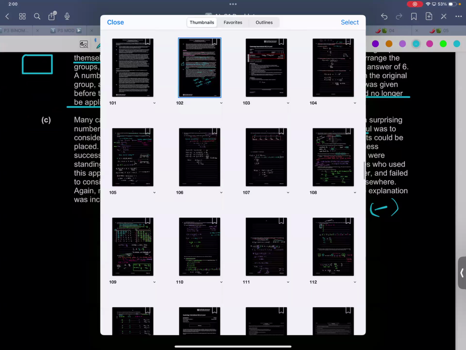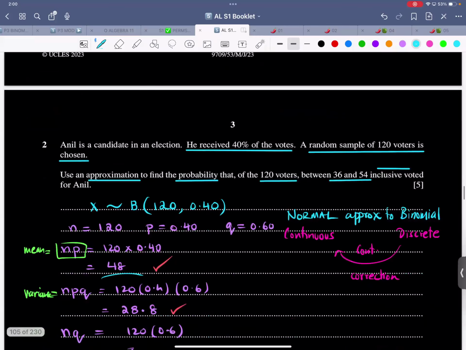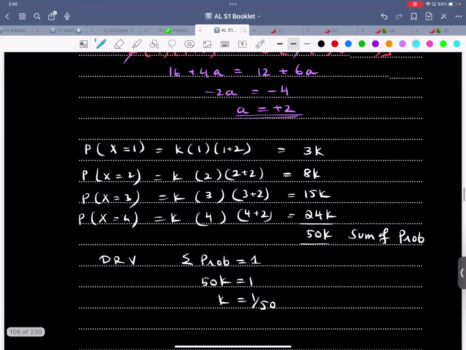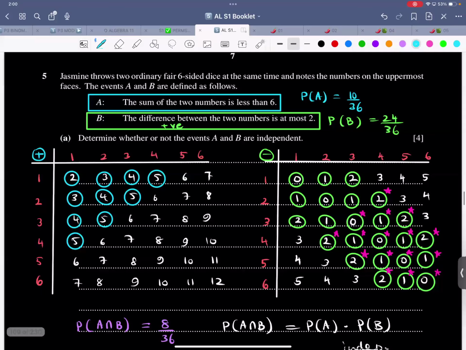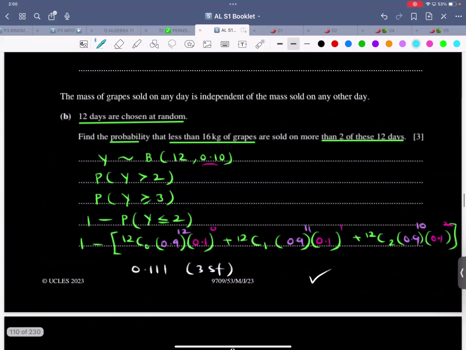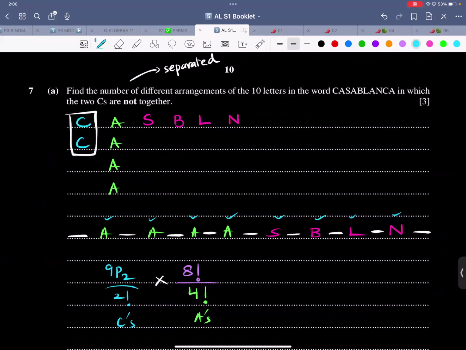Let me give you one other question from here, or let me just explain it. This is probability, binomial probability, DRV. This is stem plot, box plot, normal distribution. Okay, let's look at this question.